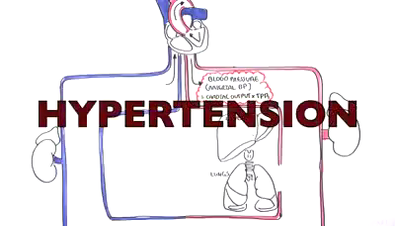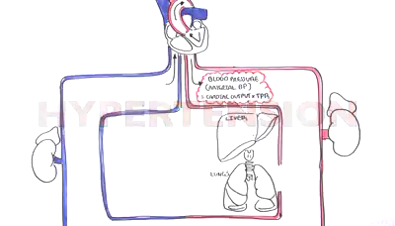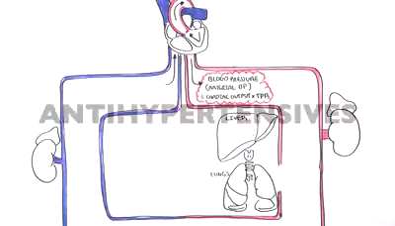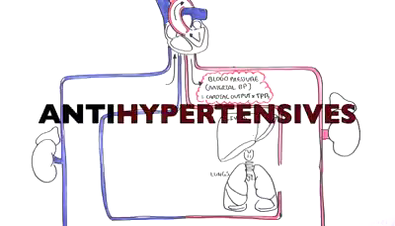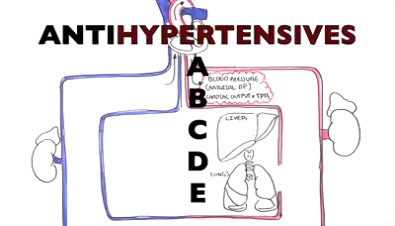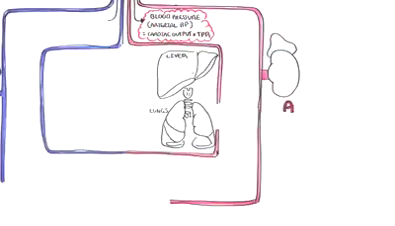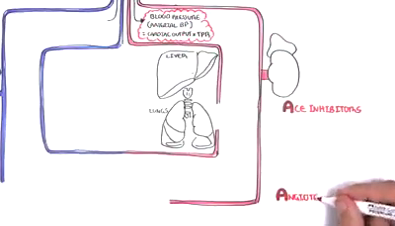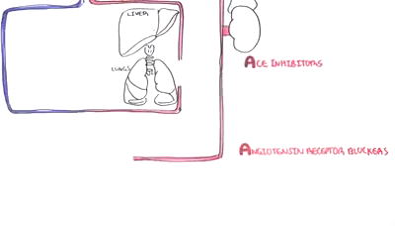Hypertension means high blood pressure. Many things can cause hypertension. Persistent, untreated, or unmanaged hypertension can have serious consequences. And one way to treat hypertension is by using antihypertensives, or medication to treat hypertension. These medications can be remembered by the alphabet, so A, B, C, D, and E. Let's begin by looking at A. So A includes ACE inhibitors, angiotensin receptor blockers, and alpha-1 receptor blockers.